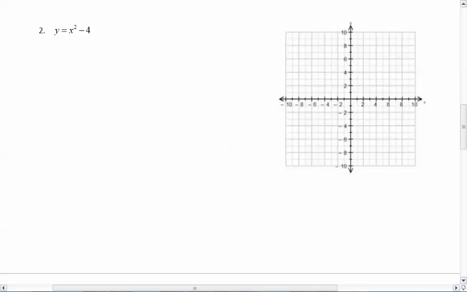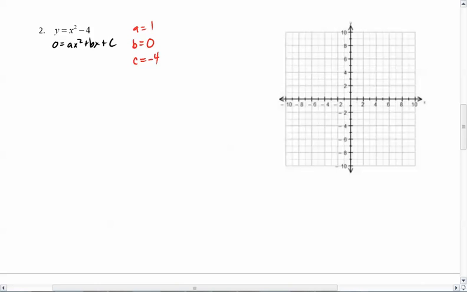First, we check to make sure this is in the right format, and sure enough, it is, because I've got y equals ax squared plus bx plus c, and I'm going to define those. A is 1. B is 0, because there's no term with an x, which means B has to be 0. And C equals negative 4. All right, so we're ready.